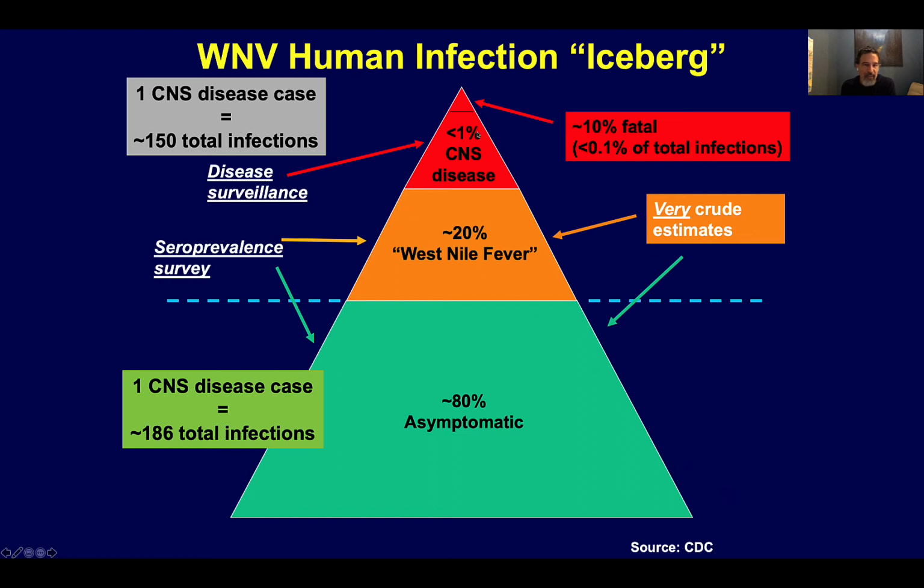So we get these estimates up at the top from disease surveillance, the number of severe cases, and we got these estimates from the proportion of people with West Nile fever and asymptomatic infection from the seroprevalence survey. So this gives you an idea of how some of that information from an outbreak investigation and a seroprevalence survey can come together to give you a sense of the spectrum of disease in the case of West Nile.